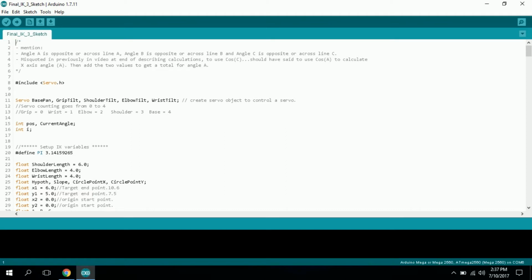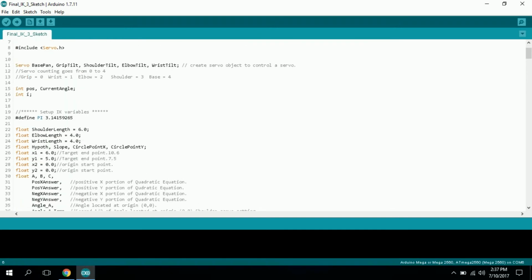I also wanted to point out that angle A is opposite or across from line A, and angle B is opposite or across from line B, and angle C is opposite or across from line C. That's always the case. The angle is always opposite the line length that it represents. So when you do your calculations, make sure you put in the right values for A, B, and C, and that you use the right lengths for each of the lines. So that being said, let's go ahead and go through the code here.